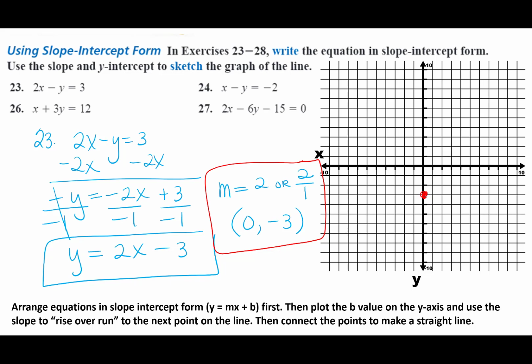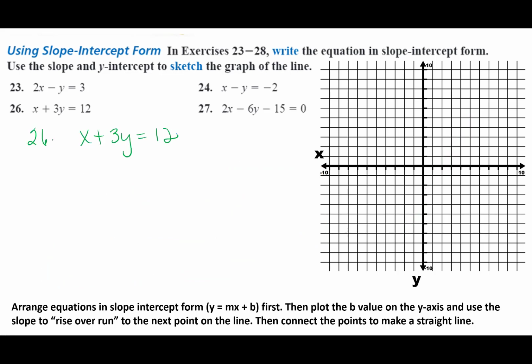So from negative 3, I'm going to rise up 2 and go over to the right 1 and put another dot. And then I'm going to do that again. I'm going to rise up 2 over 1 to the right and put another dot. And I'll do it one more time. And that's enough to connect a straight line. So this is the graph that matches the equation y equals 2x minus 3.